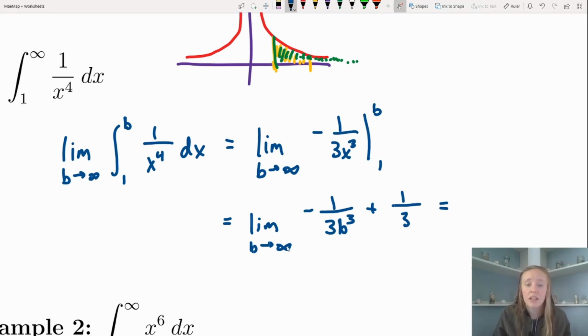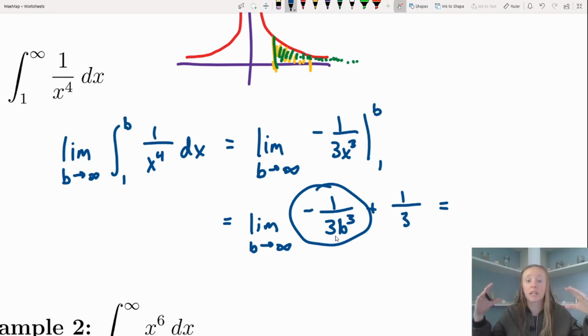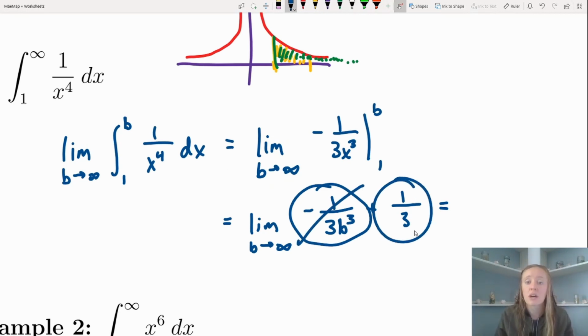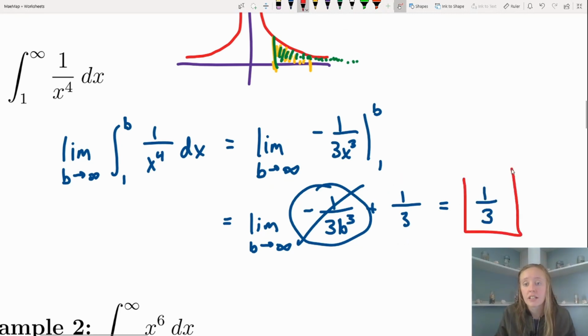If we're taking the limit as b approaches infinity, this fraction, the numerator is a constant and the denominator is getting bigger and bigger and bigger. So the overall fraction is going to go towards 0. So this is essentially 0, leaving us with the positive 1/3. So 1/3 is equivalent to the integral of 1 over x to the 4th dx from 1 to infinity. So even though we integrated this from 1 to infinity, that infinite bound, we still got a finite number, which I think is pretty neat.